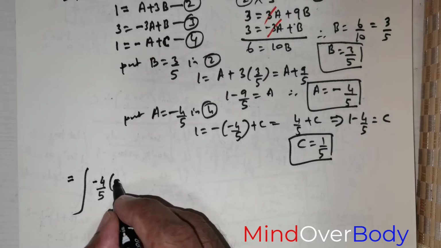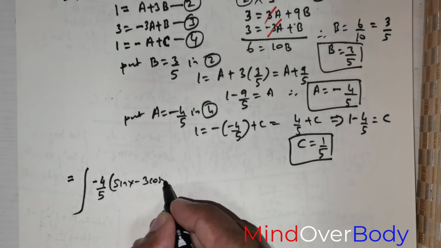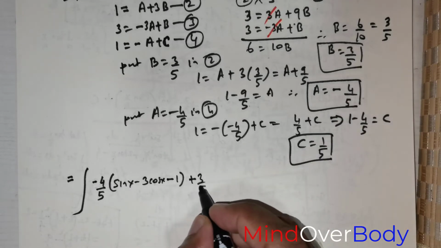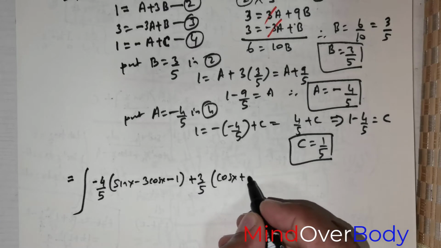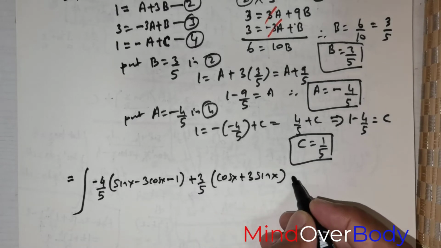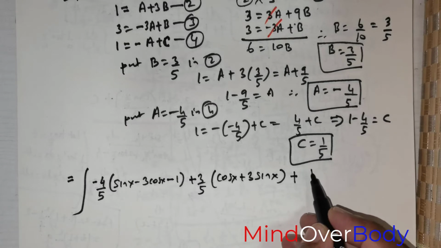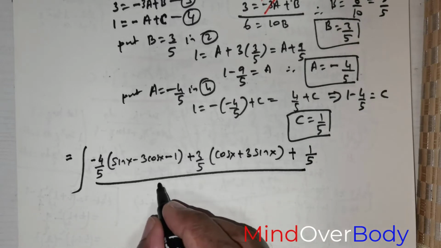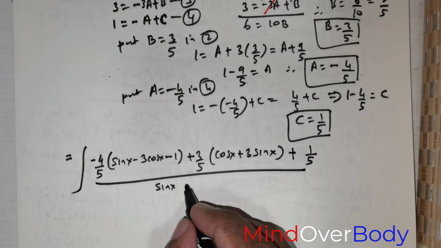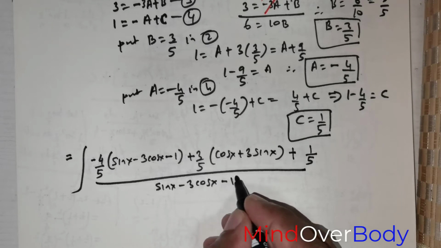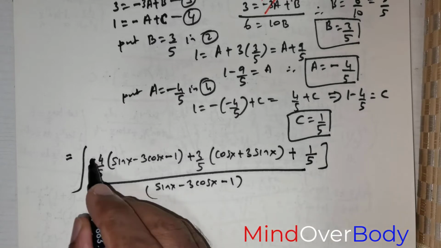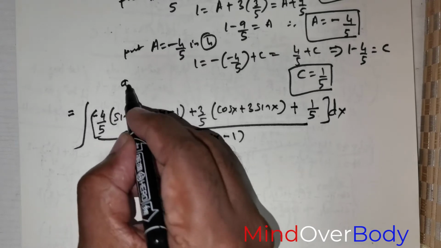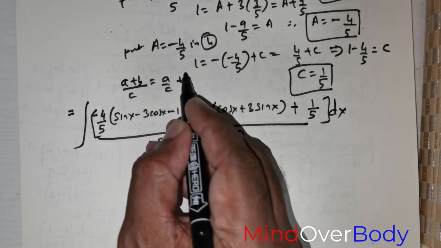So that's going to be (sin x - 3 cos x - 1), and the value for b is 3/5 of (cos x + 3 sin x), plus the value for c, which is 1/5. So this has to be divided by the denominator, which is sin x - 3 cos x - 1, and this entire quantity has to be multiplied by dx. Now I'm going to use an algebraic property: (a + b)/c is a/c + b/c.